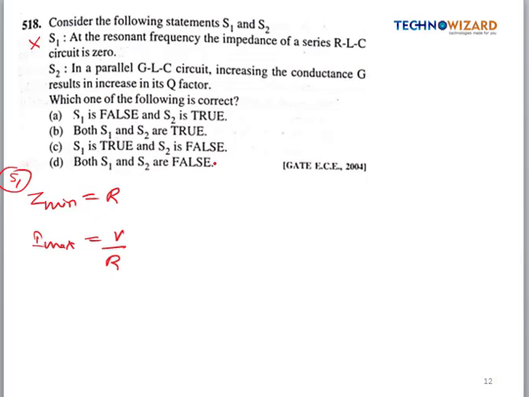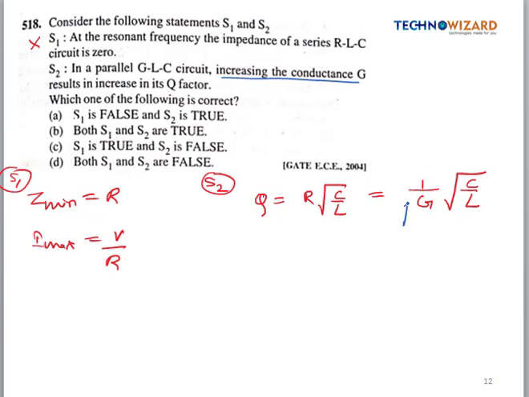S2 statement is, in a parallel GLC circuit, increasing the conductance G results in the increase in its quality factor. So basically in the S2 statement we know that the quality factor for a parallel RLC circuit is given by R root C by L. Okay, so resistance R in terms of conductance can be written as 1 by G, root C by L. Now if we increase the conductance value G, the quality factor will decrease, but the question is saying the quality factor will increase. So this statement is also wrong. It means both the statements S1 and S2 are false. So option D is correct.